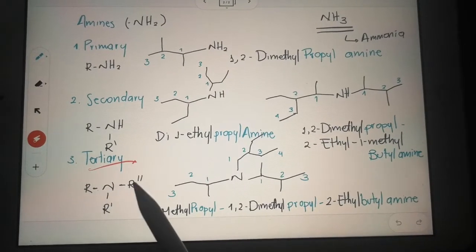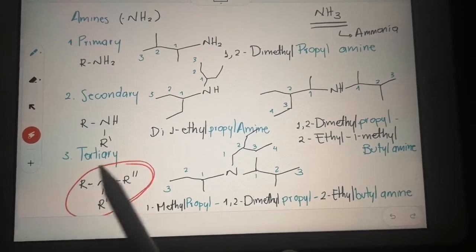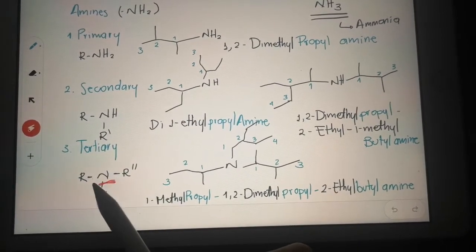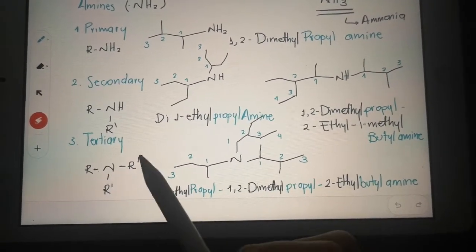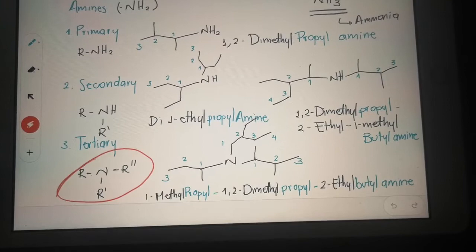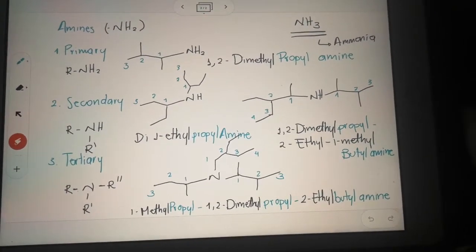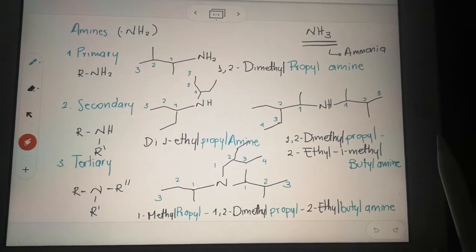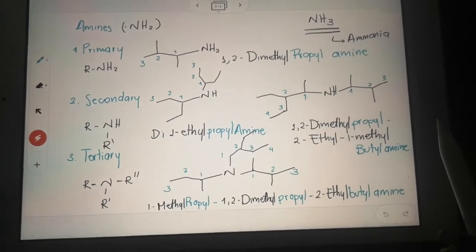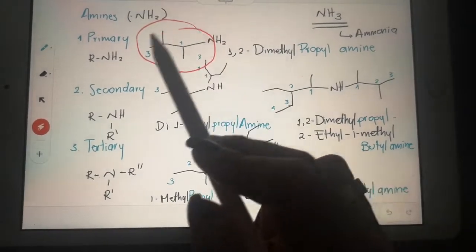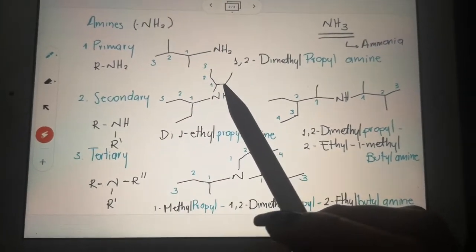And in the case of the tertiary, you have all the hydrogens replaced. So as you can see here, you don't have hydrogen next to the nitrogen, and you have this at the end. Basically, guys, taking this into account, you will name each type of amine depending on the quantity of hydrocarbon chains you have.